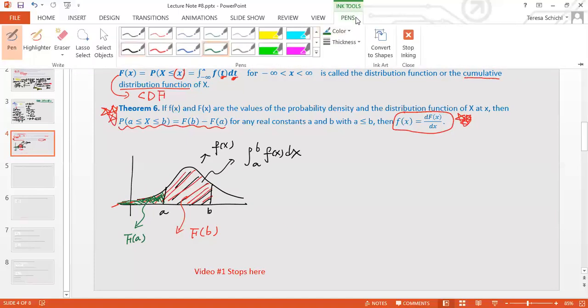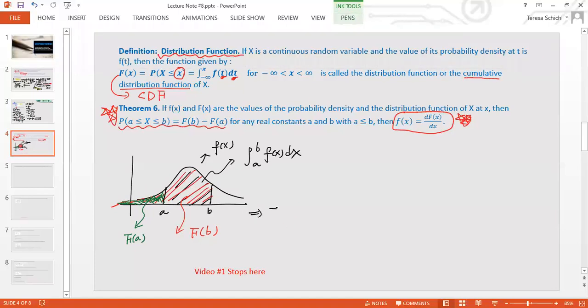So that's why when you take F of B minus F of A, what is that? It will give you the probability of x from A to B. That is the integration from A to B of f of x dx.